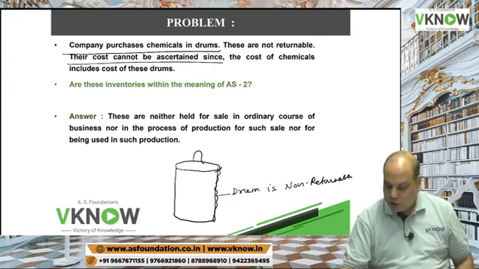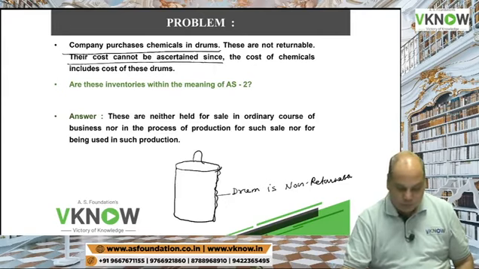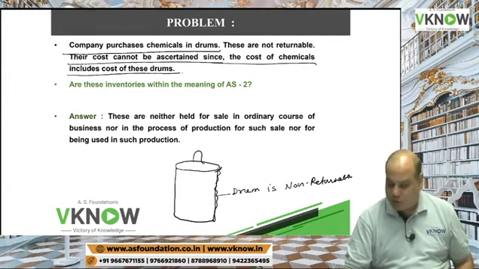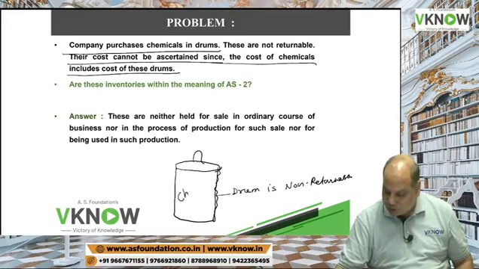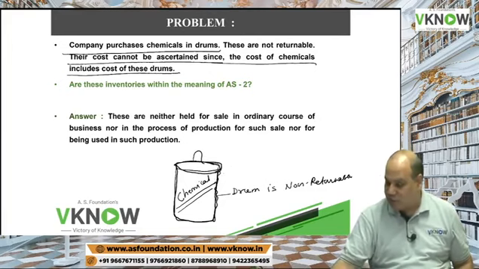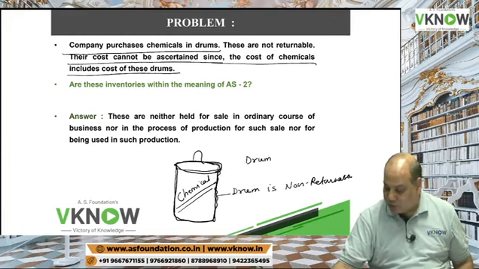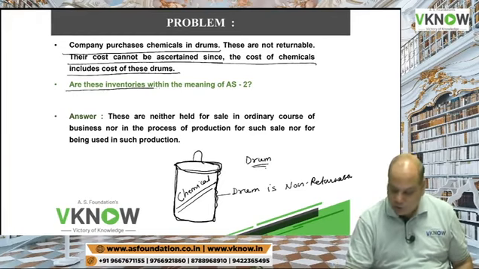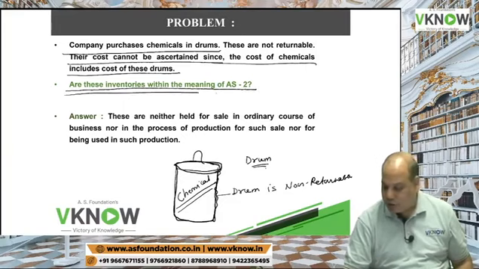Their cost cannot be ascertained since the cost of chemical includes the cost of this drum. What is important is chemical. But when you buy chemical, you get the drum. Okay, you get the drum free. You will sell the chemical. But after you sell the chemical, this drum will remain with you. The question is, are these inventories within the meaning of AS 2?